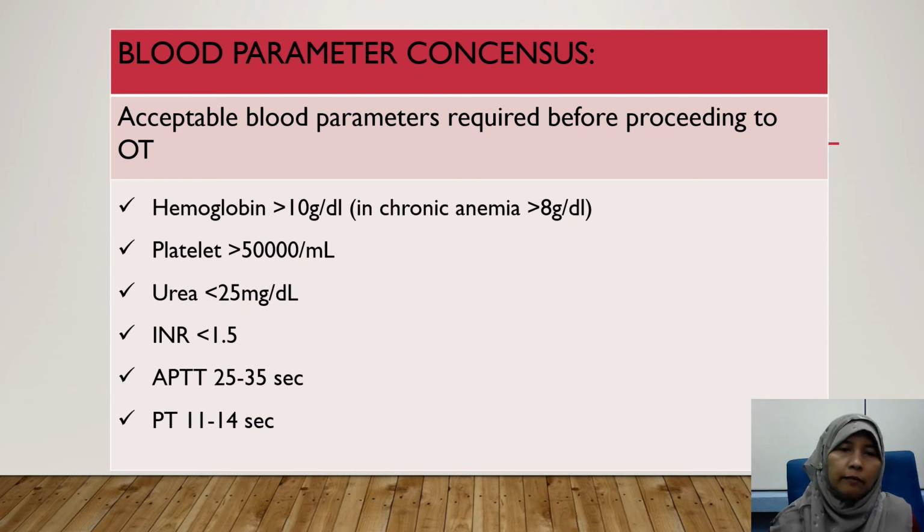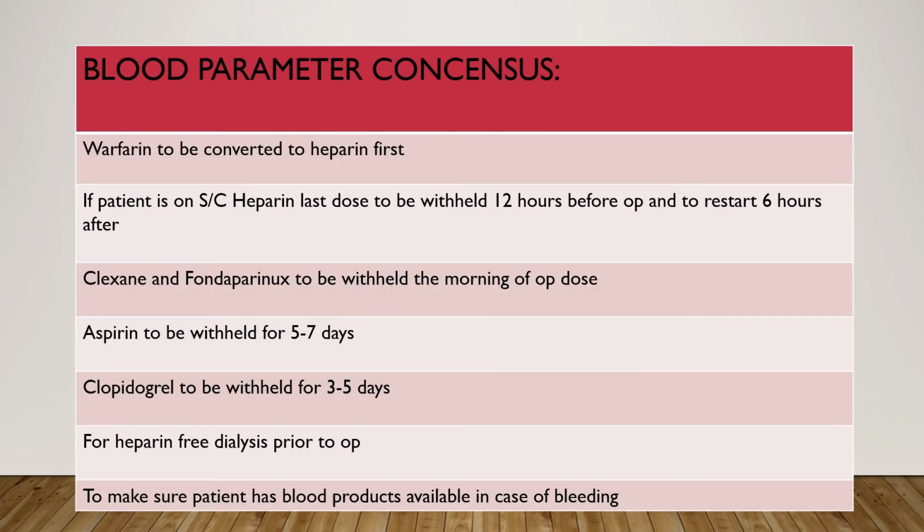Urea has to be less than 25 milligram per deciliter. INR should be less than 1.5. APTT between 25 to 35 seconds, and PT between 11 to 14 seconds. If the patient is on warfarin, it has to be converted to heparin first. If the patient is on subcutaneous heparin, the last dose to be withheld is 12 hours before the surgery, and we can restart heparin 6 hours after surgery.